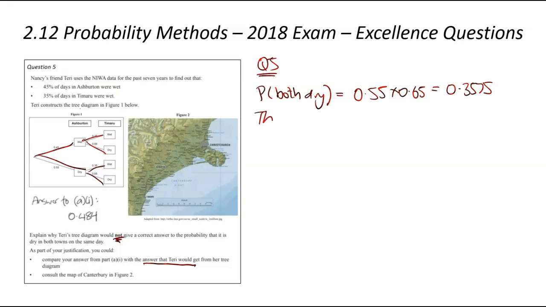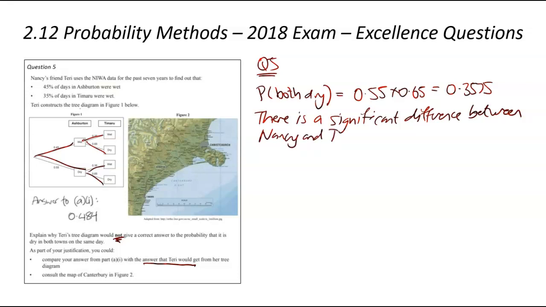So we're going to start off by saying there is a significant difference between Nancy and Terry's answers. We'll spell Terry wrong. So that's our first thing. We're stating that there's a big difference. And the key thing to note is the question's kind of suggested that Terry's wrong. So it's saying Terry's answer is not correct. We've now got to think of reasons why.